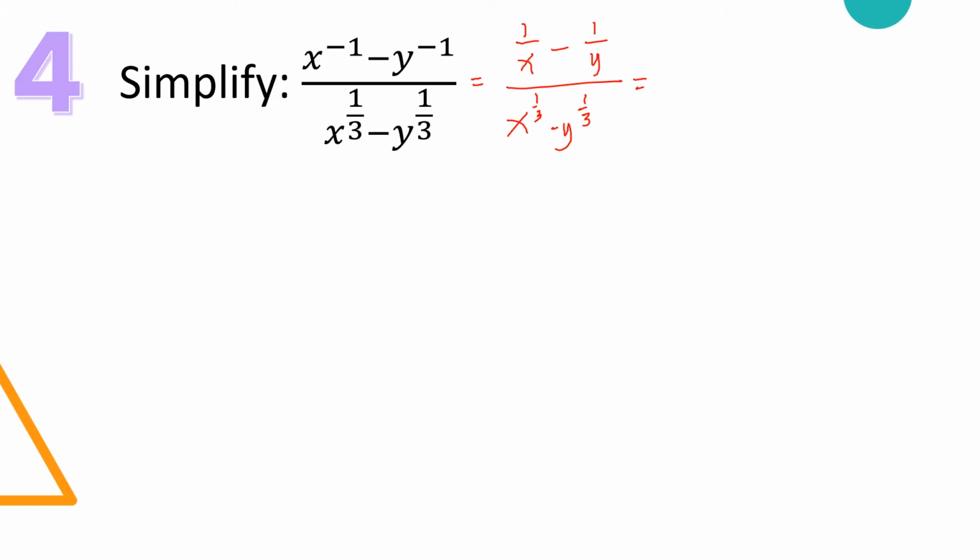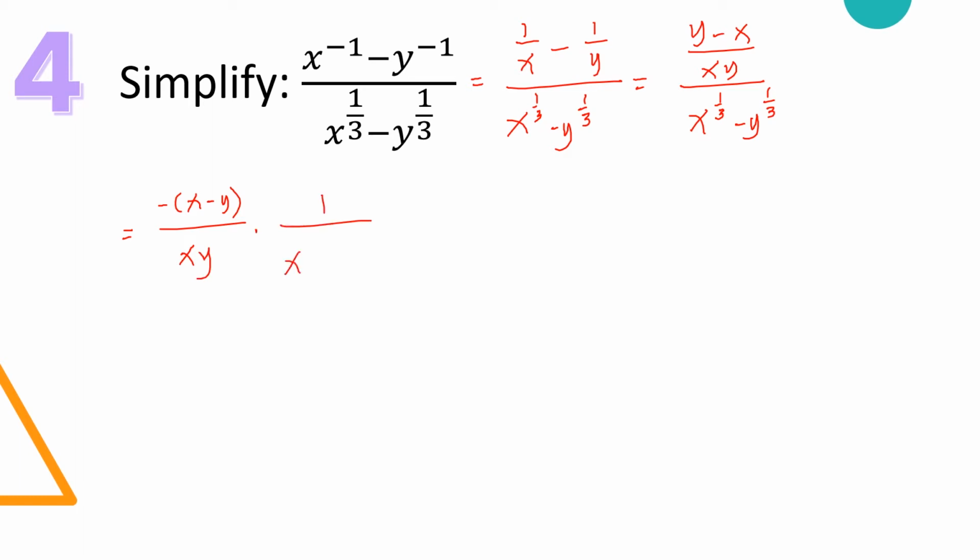Subtracting the terms in the numerator, we now have y minus x over xy over x raised to 1/3 minus y raised to 1/3. Now we can rewrite this as negative of x minus y over xy times 1 over x raised to 1/3 minus y raised to 1/3.